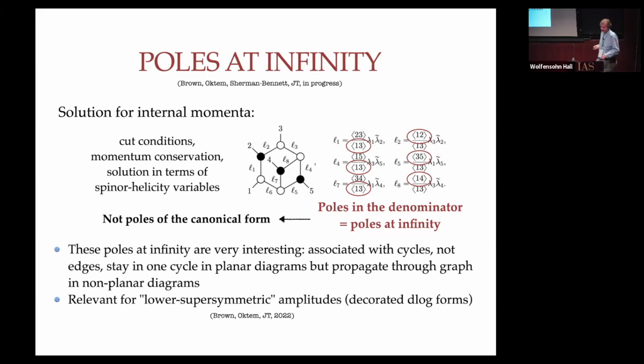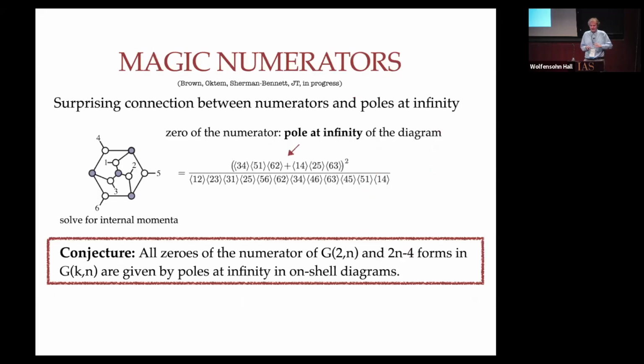Now, these poles at infinity are actually relevant. They do appear eventually as poles in some lower supersymmetric amplitudes when you take these dlog forms and decorate them with some extra factors. Okay, but now what is the connection?